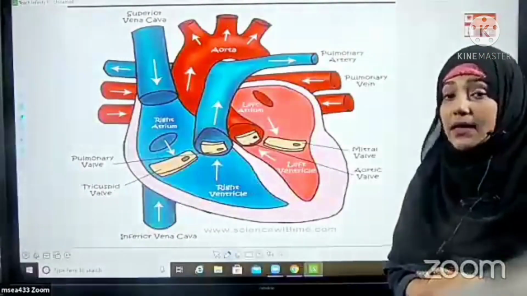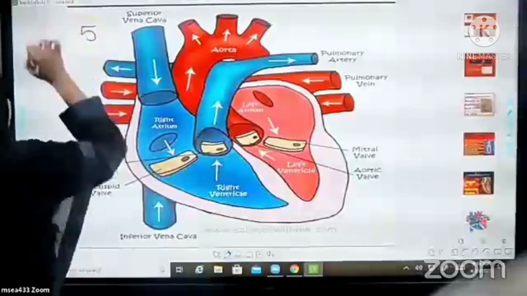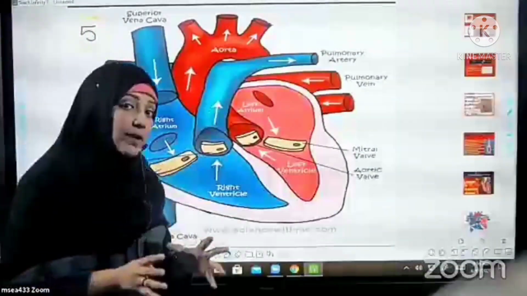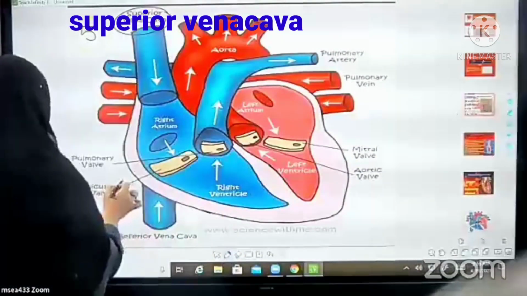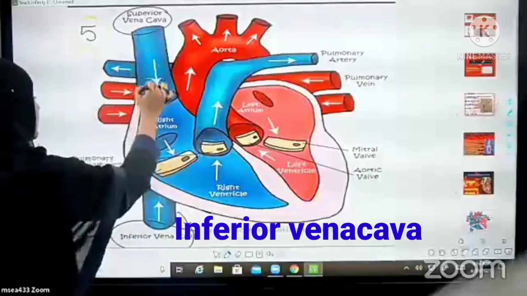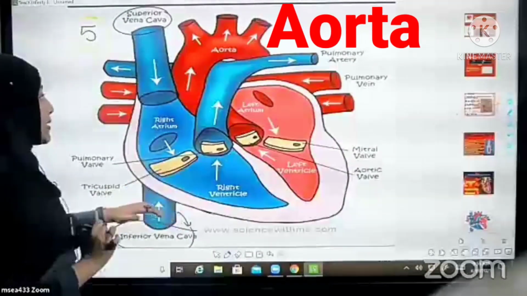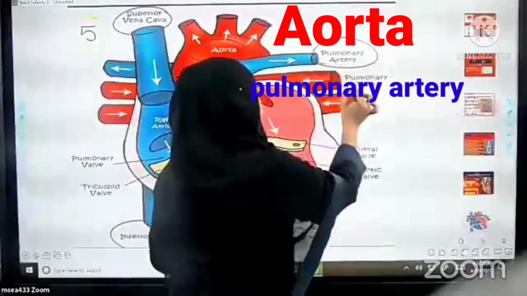Now let us come to this. How many blood vessels are attached to the heart? Five blood vessels are attached to the heart. Those five blood vessels are the superior vena cava, inferior vena cava, aorta, pulmonary artery, and pulmonary vein.